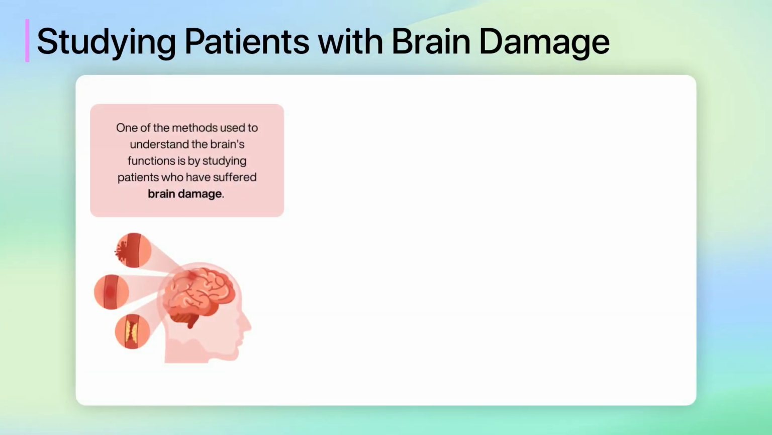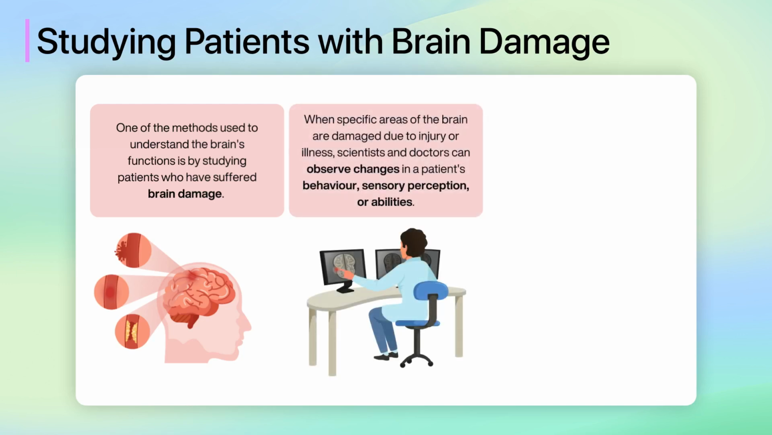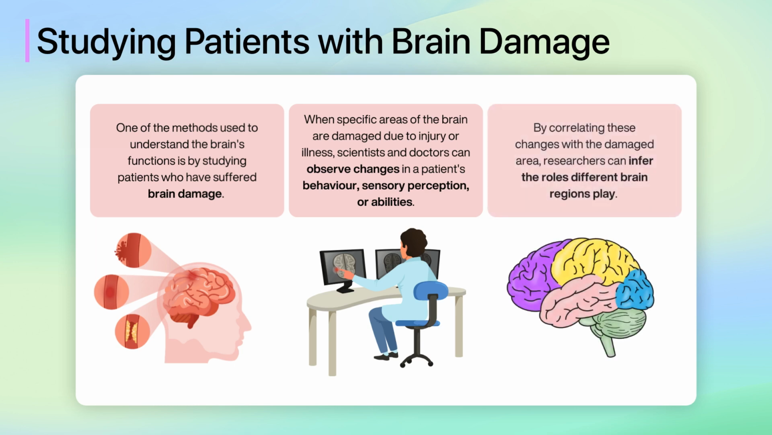One of the methods used to understand the brain's functions is by studying patients who have suffered brain damage. When specific areas of the brain are damaged due to injury or illness, scientists and doctors can observe changes in a patient's behavior, sensory perception, or abilities. By correlating these changes with the damaged area, researchers can infer the roles different brain regions play.